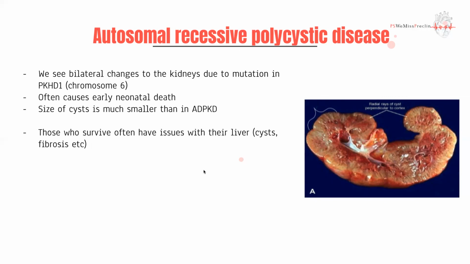And those who survive tend to have a lot of issues with their liver. As with the dominant type, you can have complications in the liver, and this happens here too, particularly cysts and fibrosis. And because this is going to present in neonates, it is going to also interfere with normal development of the liver as the kid grows on, versus the dominant subtype, which may have manifestations, but it's not going to affect the overall development of the liver.